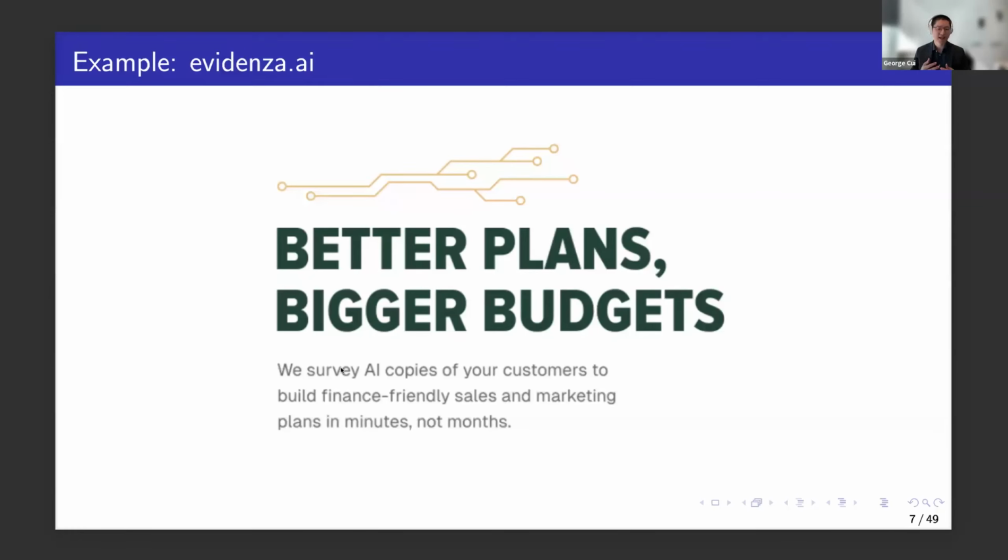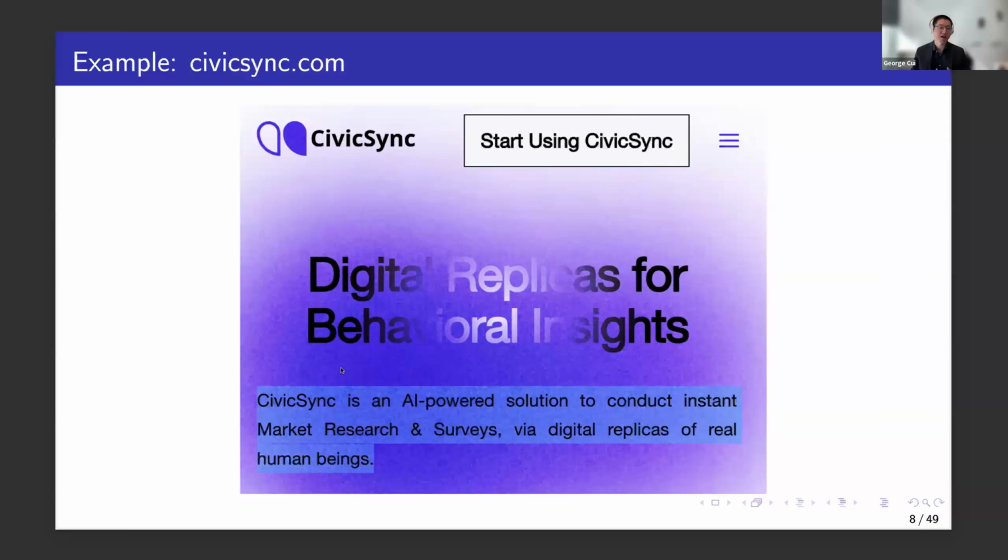So the pitch is that they can help understand customers' preferences faster and at a lower cost. And this is another company, Civic Sync, an AI-powered solution to conduct instant market research and surveys via digital replicas of real human beings. A lot of companies, especially startups, are offering such services. We have also talked to some startups, and they told us they have already got deals worth millions of dollars in revenue from large companies that are interested in using such a service because it is less costly and they can get results faster. So there's already increasing adoption of this potential way to simulate human behavior in industry.